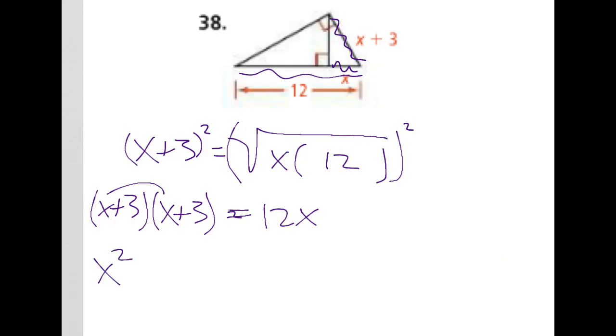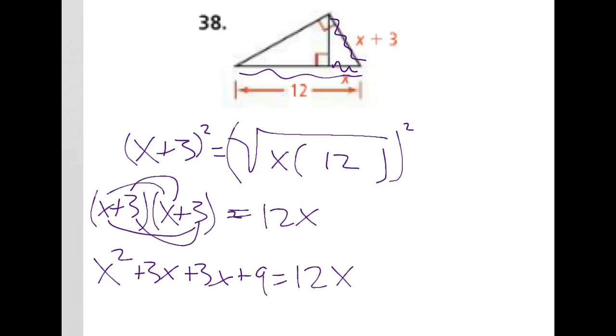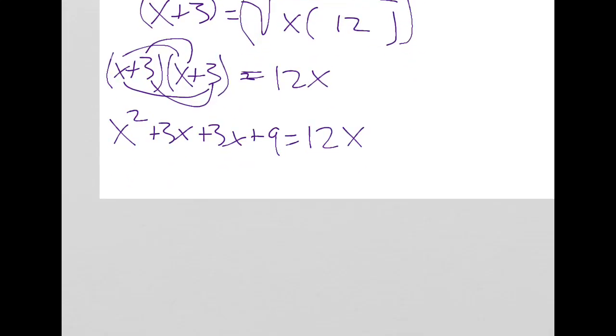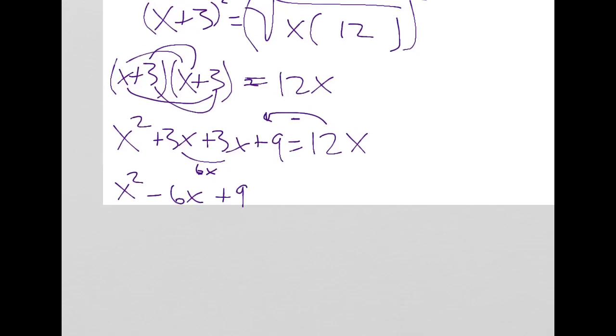X times x is x squared. X times 3 is 3x. 3 times x is another 3x. And 3 times 3 is 9. And that's equal to 12x, just like that. So let's move this stuff over and combine like terms. X squared plus 3x plus 3x is 6x, but I'm going to be subtracting over that 12x. 6x minus 12x is negative 6x. And then I have my plus 9.